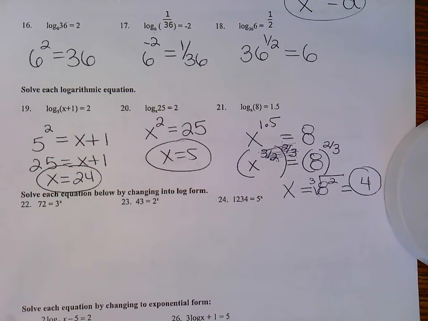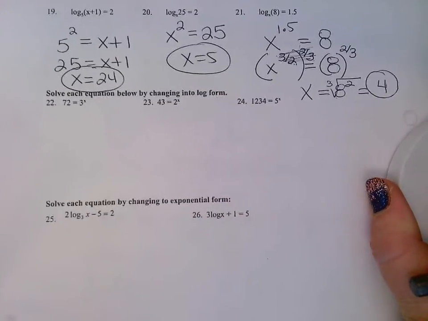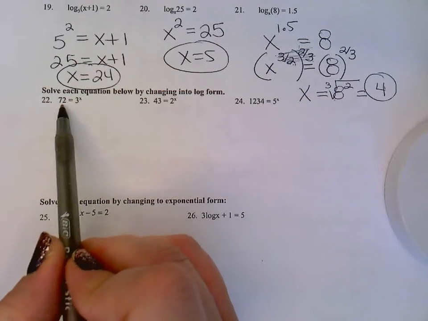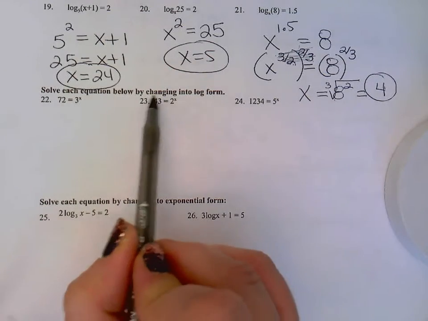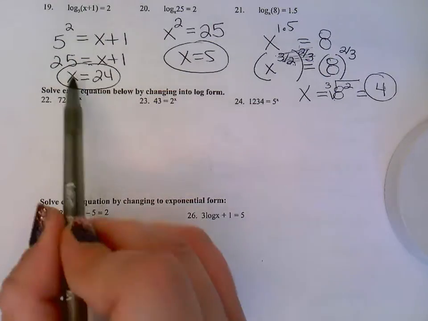All right, we're getting there. Those were all power families. These are not power families. So there's no exact power of 3 to get to 72. So solve each equation by changing into log form. Remember how I said you need to be able to go between the two forms?